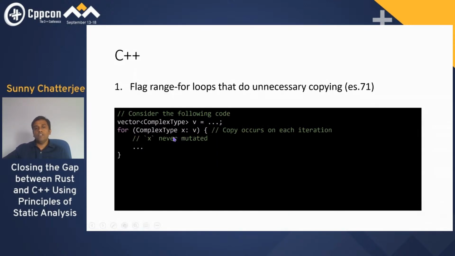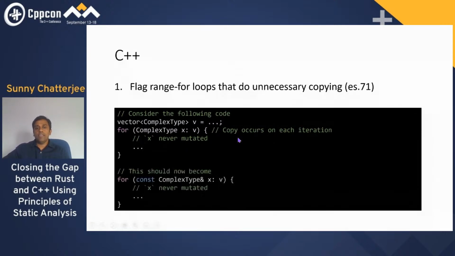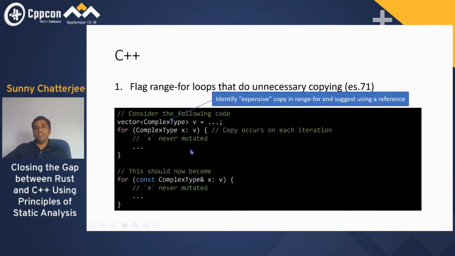However, inside the body of the loop, you're not mutating X. It's never written into. So what we really want this code to look like is something like here below, where we want to change this X to be a const ref because it's never mutated, and there's no reason why we should be doing that expensive copy. So in this particular case, the static analysis tool would first look for that expensive copy in the range-for, and then it would suggest that it be marked as a reference.